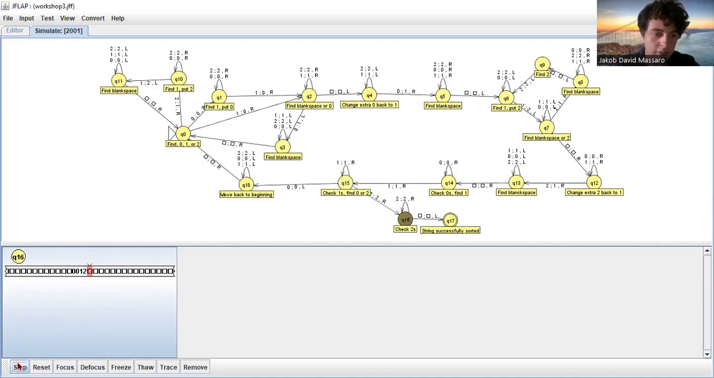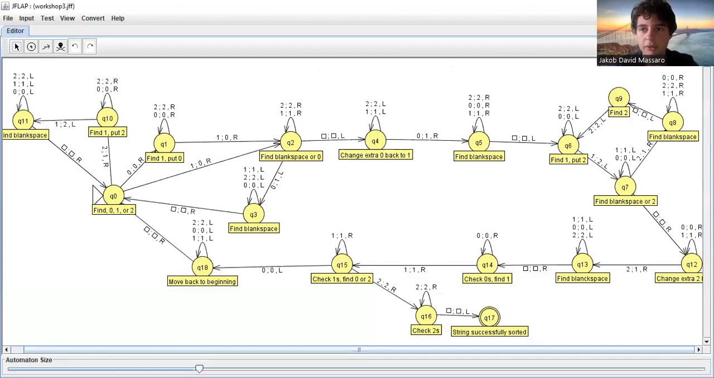find our 2. So now we're going to loop past, keep walking to the right, past the 2s until we reach the blank space, which we do here. And then now the string is successfully sorted and we have our output right here.